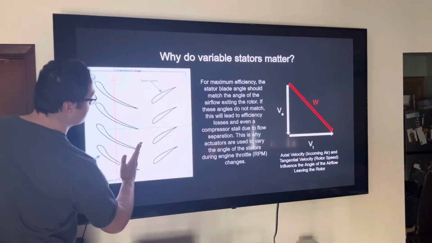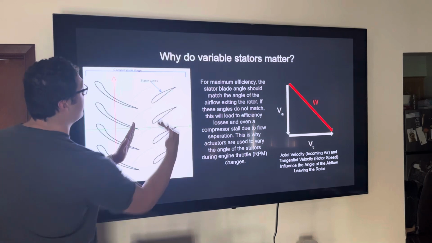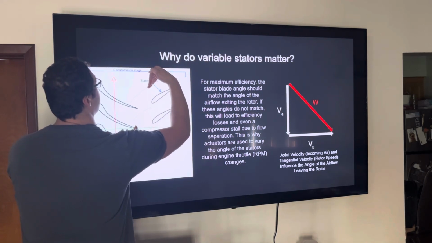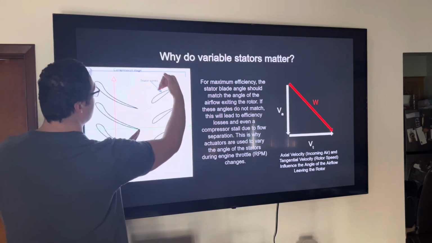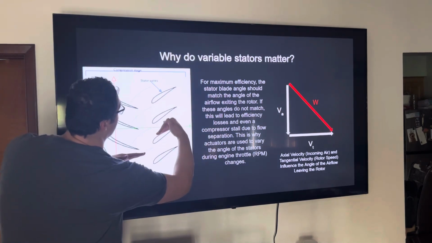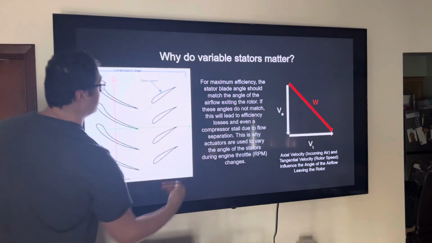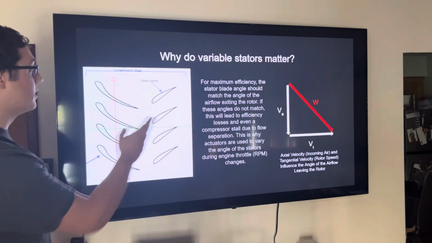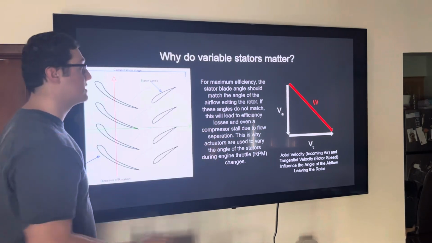So let's say this angle changes that way. We want our stator vanes to actually follow that and change that way. And if the rotor slows down, the angle leaving the rotor will flatten out, so we want our stators to change and match that angle. If you look at our velocity triangle, that's basically what that's saying.